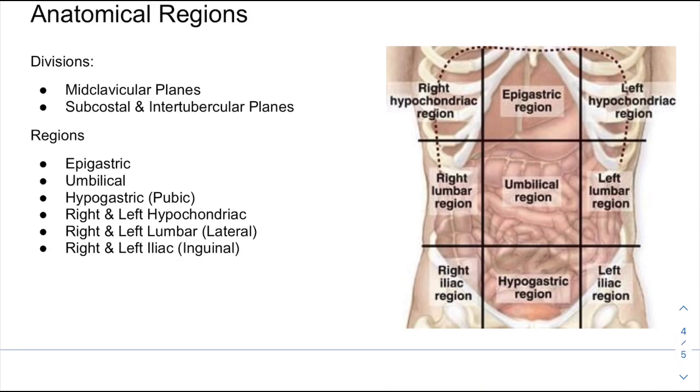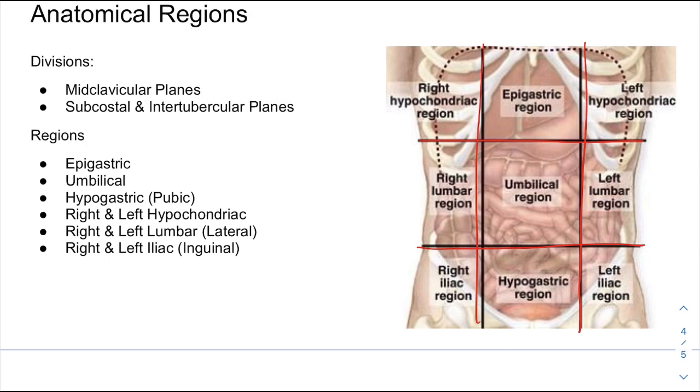Finally, we have the anatomical regions, and this is just for the trunk. We really need precise descriptions of this area simply because there is so much going on in terms of digestion, in terms of your circulatory system, in terms of your pulmonary system. Everything is in this area, so we really have to be very specific when we're talking about these regions. So we can see that these 9 regions are divided by 4 lines. We have 2 vertical lines and then 2 horizontal lines.